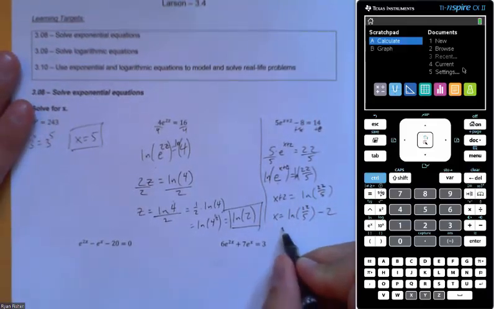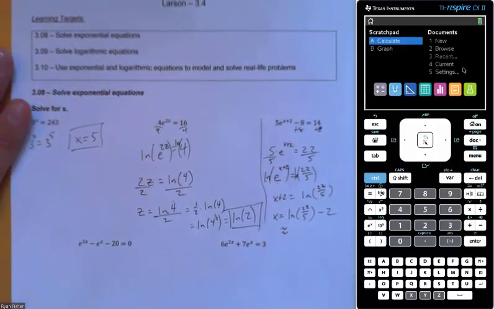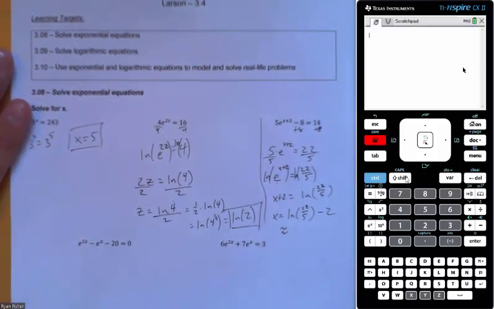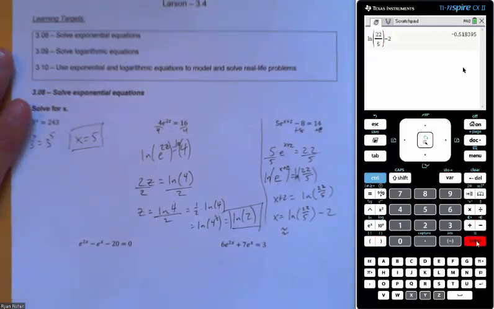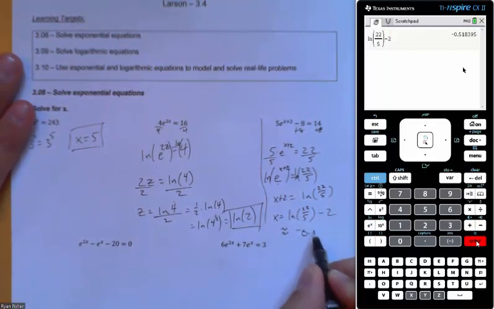Or maybe on my graphing calculator, I can get an approximate value for that. How about I get the natural log of 22/5 minus 2, which is about negative 0.518.